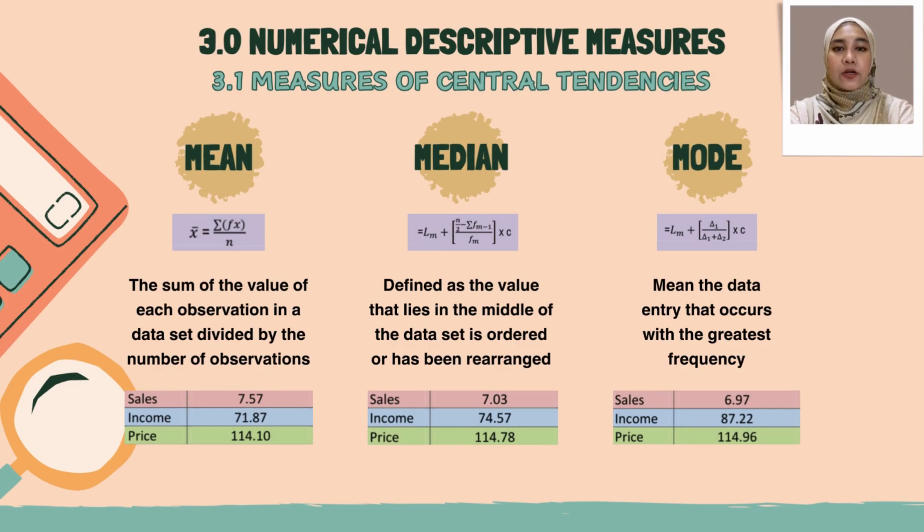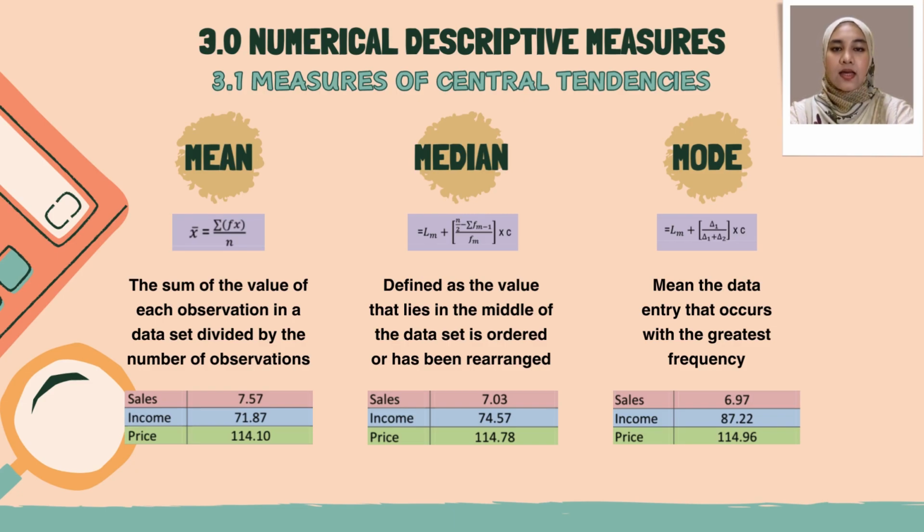I will present about numerical descriptive measures. Firstly, measure of central tendencies, which is a single value that represents the center of distribution. There are three most commonly used measures of the tendency of grouped and ungrouped data, which are mean, median, and mode.